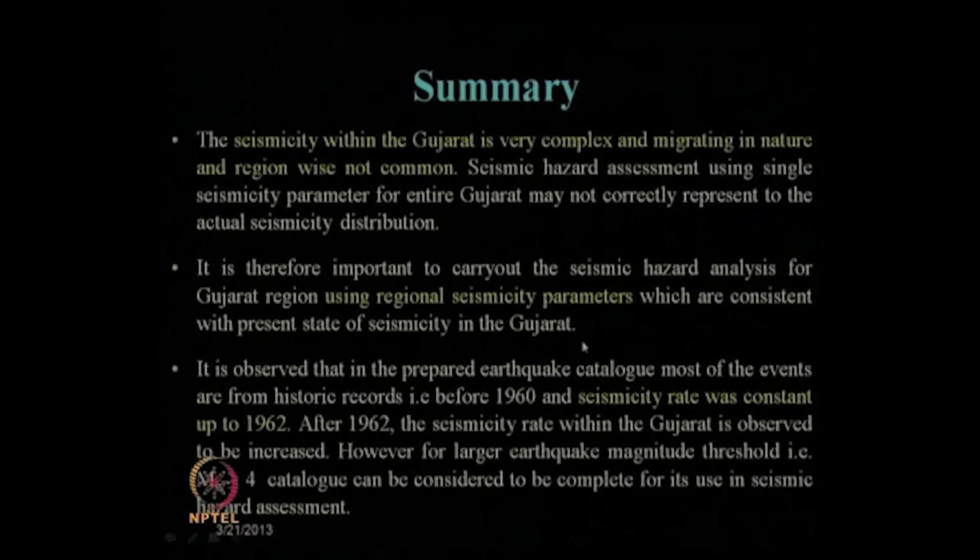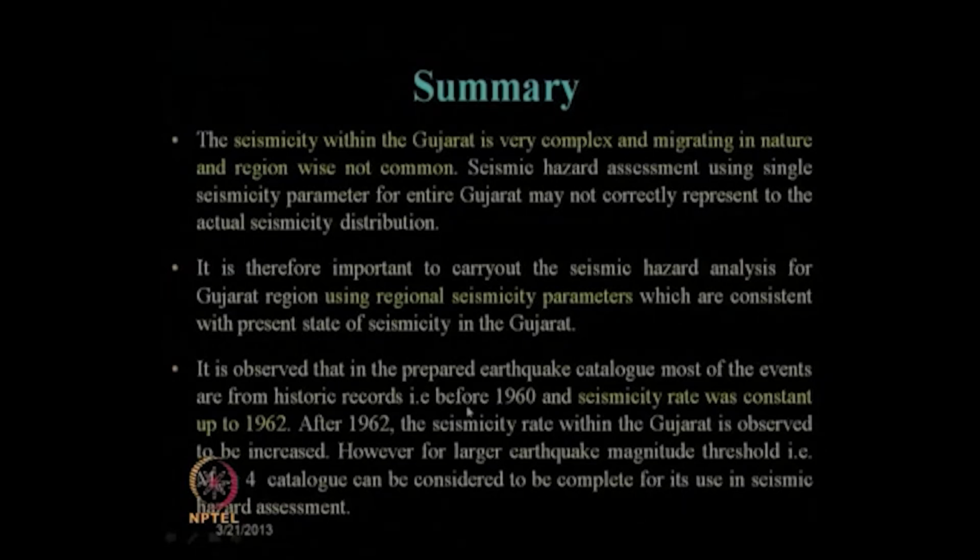So, in summary, what we can mention is that the seismicity within Gujarat is very complex and it migrates from region to region. It is not constant over the years, and seismic hazard assessment using a single seismicity parameter for the entire Gujarat state may not correctly represent the actual seismicity distribution. We have seen the reason. It is therefore important to carry out the seismic hazard analysis for the Gujarat region using regional seismicity parameters, which are consistent with the present state of seismicity in Gujarat.